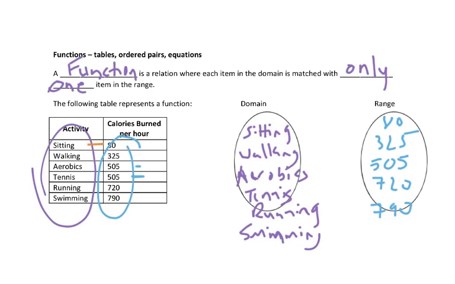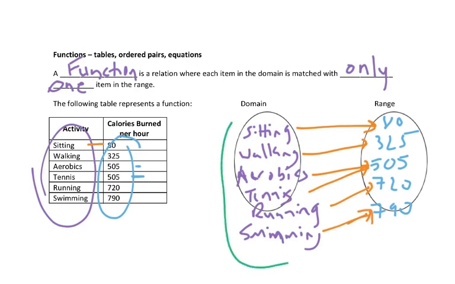So sitting goes with 80, so we could draw an arrow here. Walking goes with 325. Aerobics goes with 505. Tennis goes to 505. Running goes to 720, and swimming goes to 790. This is a function because everything that's in the domain is matched with only one item in the range. It's okay that aerobics goes to 505 and tennis goes to 505. It's okay that they go to the same thing because aerobics is still only going to one number and tennis is still only going to one number.